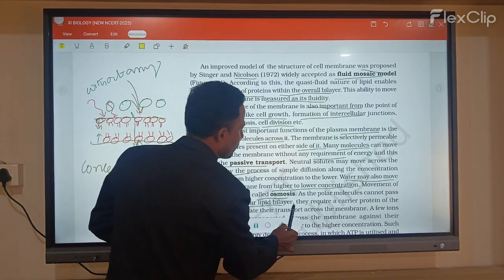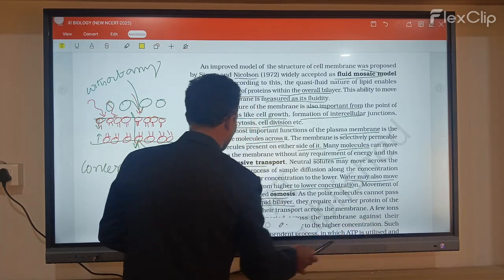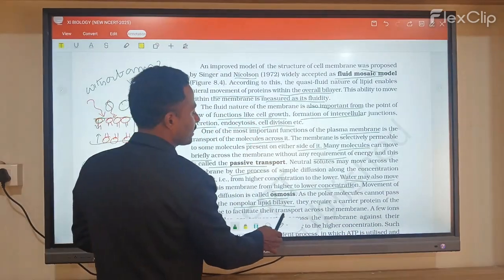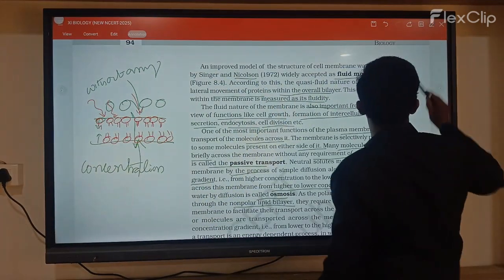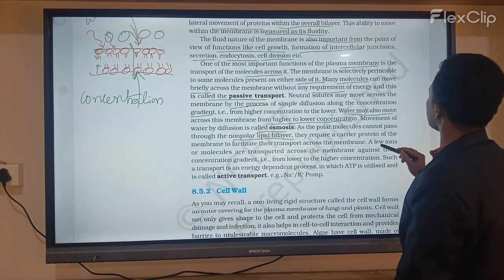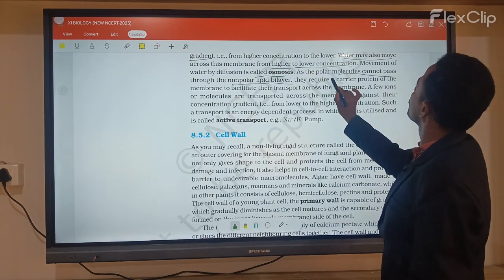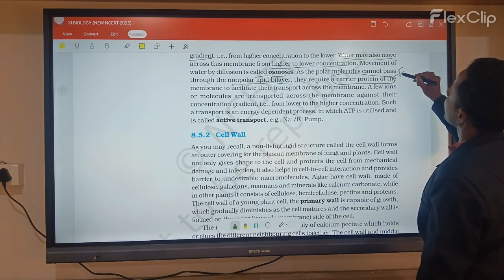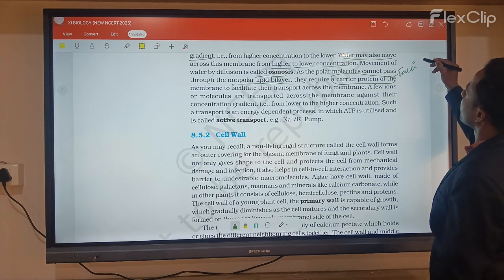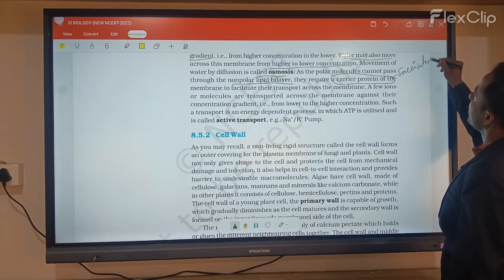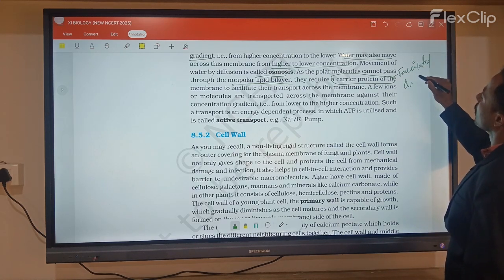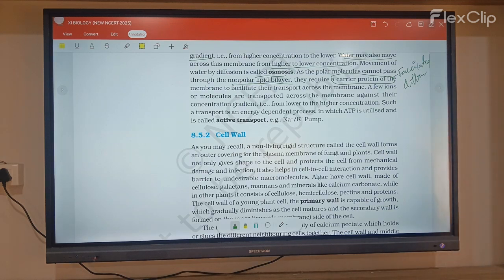And then next, polar molecules cannot pass through the non-polar lipid bilayer. They require carrier proteins in the membrane to facilitate transport across the membrane. So what is this process called? Since protein carriers are mentioned here, what type of diffusion takes place? Facilitated diffusion. Here, in facilitated diffusion, the molecules get moved.